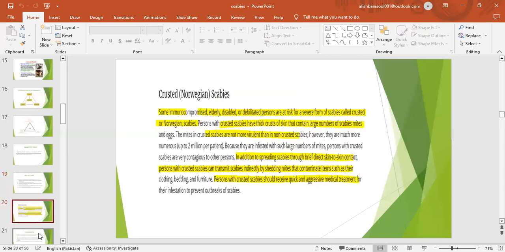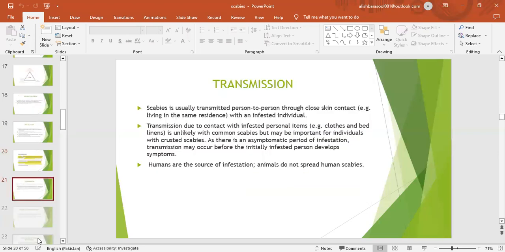Clustered scabies. Some immunocompromised, elderly, disabled or debilitated persons are at risk for a severe form of scabies called clustered or Norwegian scabies. People with clustered scabies have thick crusts of skin that contain a large number of scabies mites. The mites in clustered scabies are not more virulent than in non-clustered scabies. In addition to spreading scabies through brief direct skin-to-skin contact, persons with clustered scabies can transmit scabies indirectly by shedding mites that contaminate items such as their clothing, bedding, and furniture. Persons with clustered scabies should receive quick and aggressive medical treatment for their infestation to prevent outbreaks of scabies.